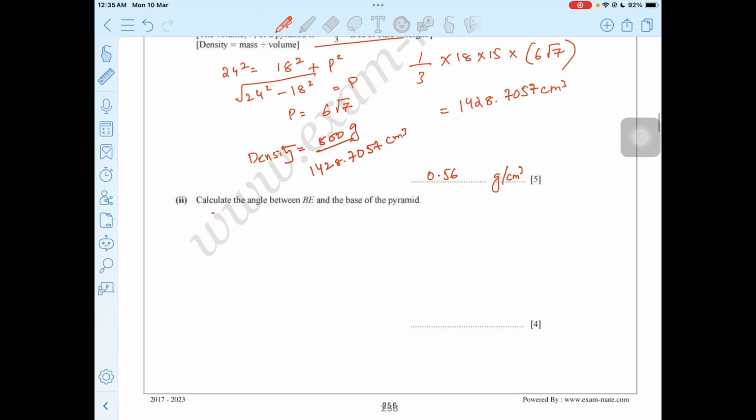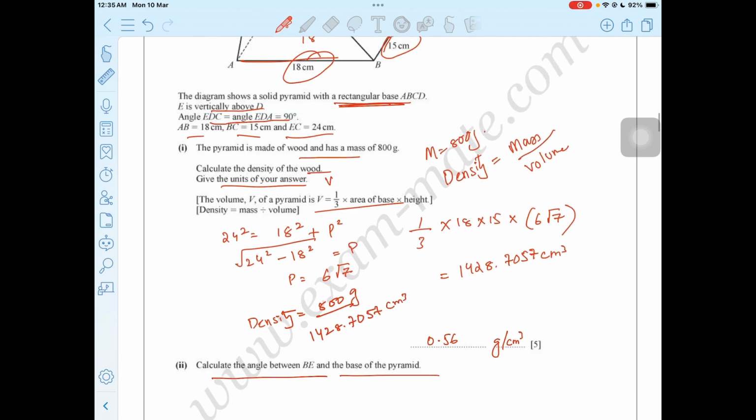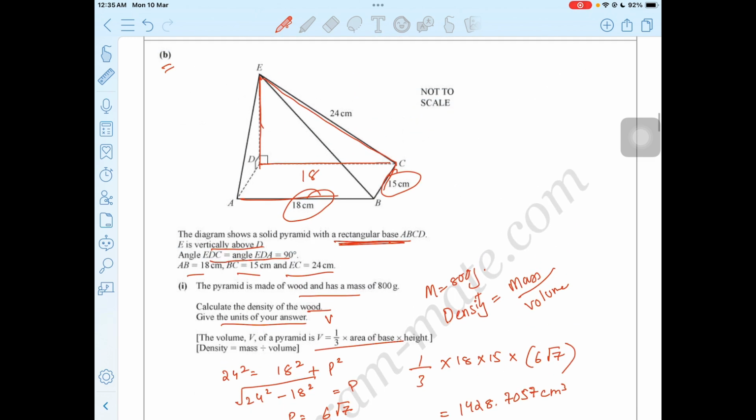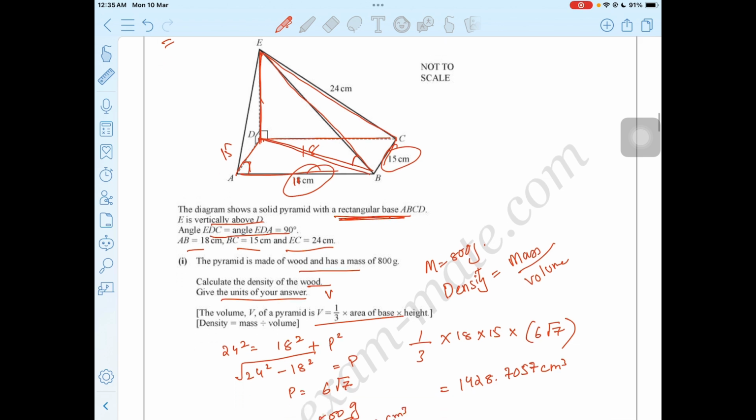Okay, calculate the angle between BE and the base of the pyramid, right? BE and the base of the pyramid. Okay, so we already have this height. We need to calculate this angle. For this we need this length. Okay, so this is 15, this is 18. Since it's a rectangle, this would be 90 degrees, right? So we can calculate this first.